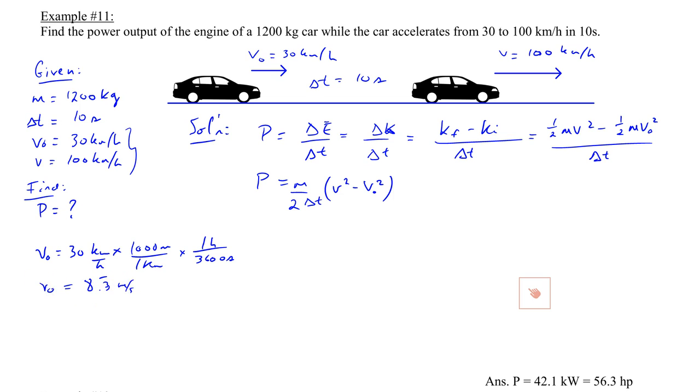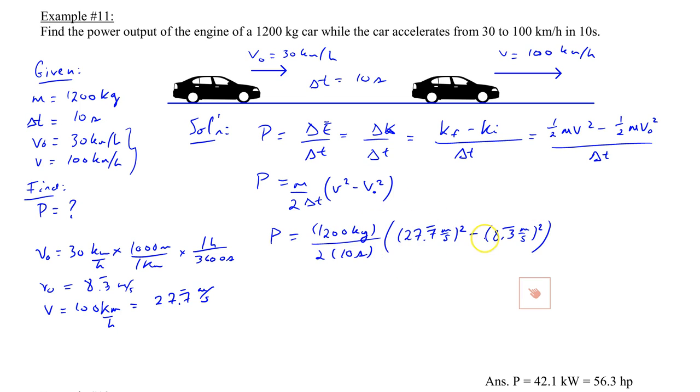And then similarly, you could do that for 100 kilometers per hour. The speed of 100 kilometers per hour would be equal to 27.8 meters per second, or 27.7 repeating meters per second. And now you just need to substitute these values into your equation. And there's the substitution. And then go ahead and put it in your calculator.